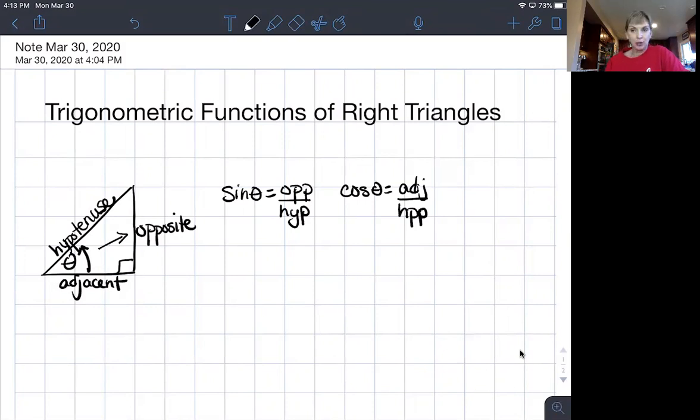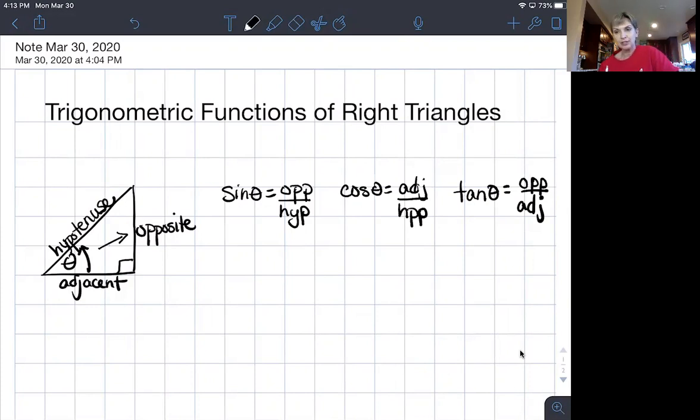Remember we had SOH, S-O-H, CAH, C-A-H, and then we learned tangent, which was TOA, T-O is opposite, and adjacent, SOHCAHTOA. There we had our 3 main trigonometric ratios.